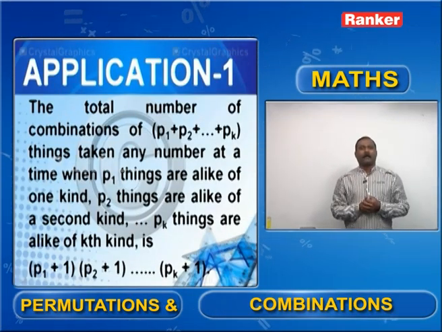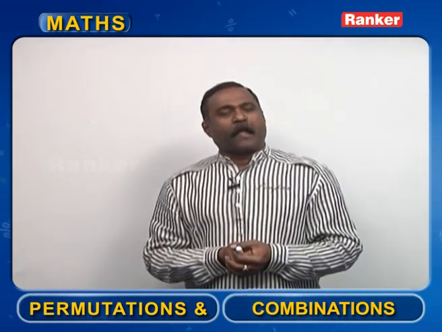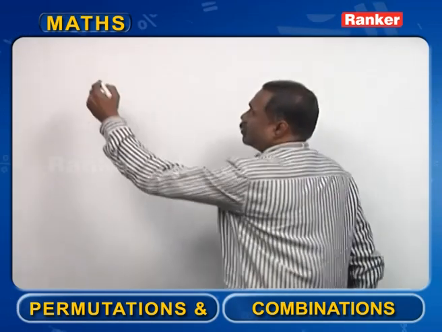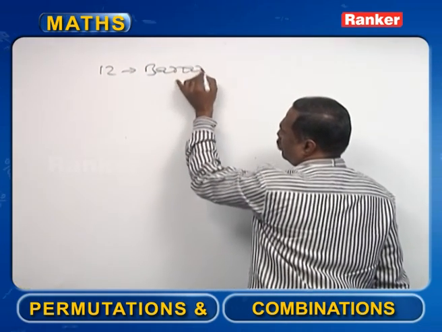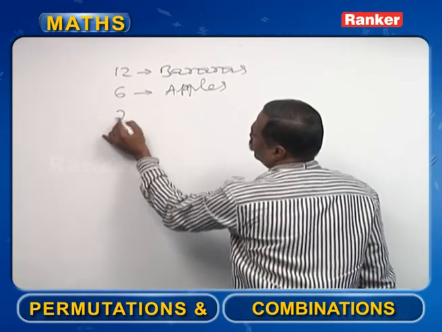Just say this in this way. On your dining table, a fruit basket is there. In the fruit basket, let me say, there are 12 bananas. 12 bananas means they are all like things. You can understand? They are all like things. Let me say 6 apples in the same fruit basket, and let me say there are 7 oranges. Should I repeat? There are 12 bananas, 6 apples, and 7 oranges.